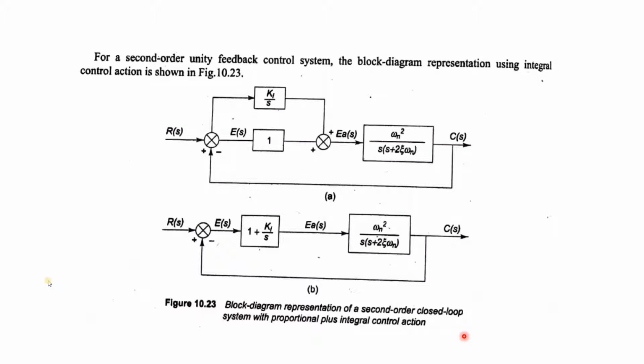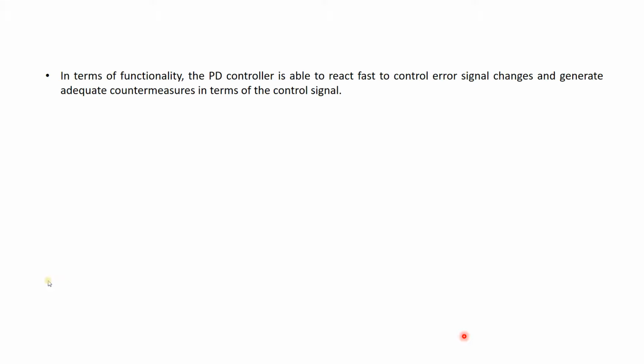Okay, so this is inside the I block. Now there is a major difference in terms of functionality: the PD controller is able to react fast to changes in the error signal and generate adequate countermeasures in terms of control signal. So the PD controller is acting as per the requirement. It acts very fast.